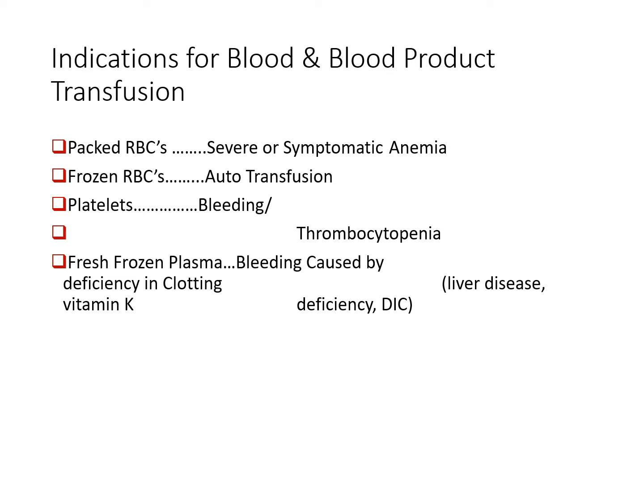So those are the different indications for when somebody may need blood products. Anemia was one of them, autotransfusion for later on, bleeding, thrombocytopenia, deficiencies in clotting factors, all of that, right? And none of this should be weird for you. All of this is making sense at this point.